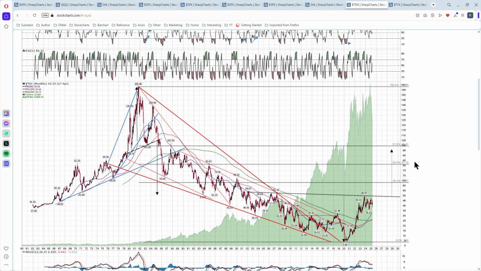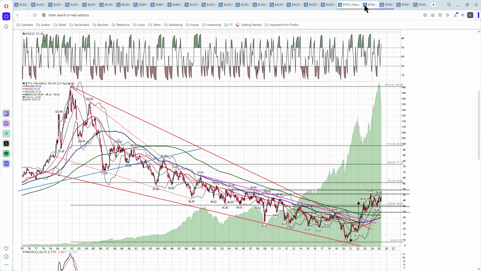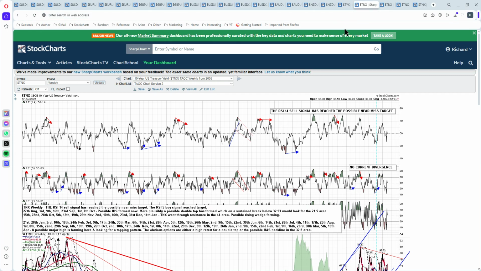Can it make it? Yes. Will it make it? Don't know. But it's not a bad setup, and to be honest, it's not a bad fit with current policies. I think we might see a major bond crisis this year, and that's the kind of move we might see in a major bond crisis. So we shall see. All right, looking at TNX on the weekly chart, no divergence worth the mention.